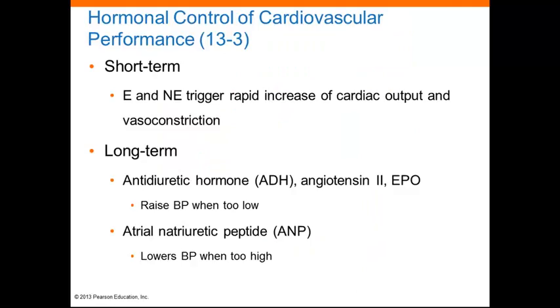So to reinforce what we learned in this chapter, the endocrine system provides both short-term and long-term regulation of cardiovascular performance. In the short term, epinephrine and norepinephrine from the adrenal medulla can stimulate cardiac output and peripheral vasoconstriction. Long-term cardiovascular regulation involves the participation of other hormones, such as antidiuretic hormone and angiotensin II, as well as erythropoietin, which all three can raise the blood pressure when it gets too low. On the contrary, atrial natriuretic peptide, ANP, can lower the blood pressure when it is too high.